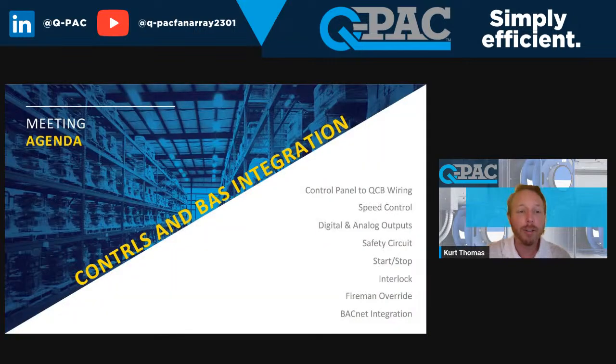Today, we're going to talk about our controls and the BAS integration. We're going to go over the control panel and the quick connect box wiring. We're going to talk about different ways to modulate the speed, and some of the hardwired data that you can get back through digital and analog outputs. We'll talk about the safety circuit and why safety is important. We'll talk about our start-stop feature, the Interlock, Fireman Override, and finally, BACnet Integration.